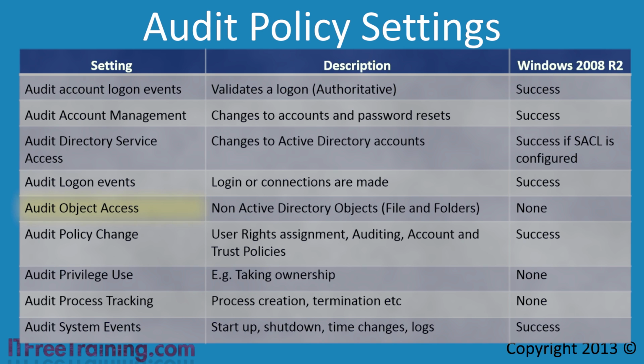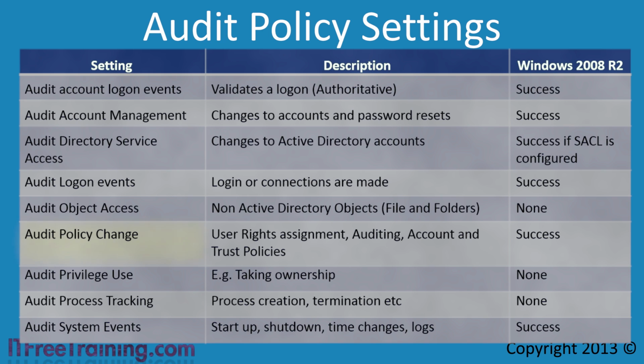The next setting is Audit Object Access. This will essentially audit non-Active Directory objects. These include files and folders. Since enabling this setting can cause performance problems, this setting is disabled by default. In the next video, I will look at how to use this setting to audit file and folder access.